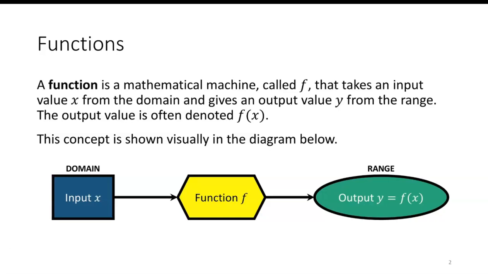A function is a mathematical machine. We'll call it F for right now, but it could be any name, G, H, Bob, whatever. Anyway, this machine takes an input value x from the domain and gives an output value y from the range. The output is denoted as f of x. This concept is shown visually in this diagram, where you start with some input, you put it into some kind of machine, and you get something out.